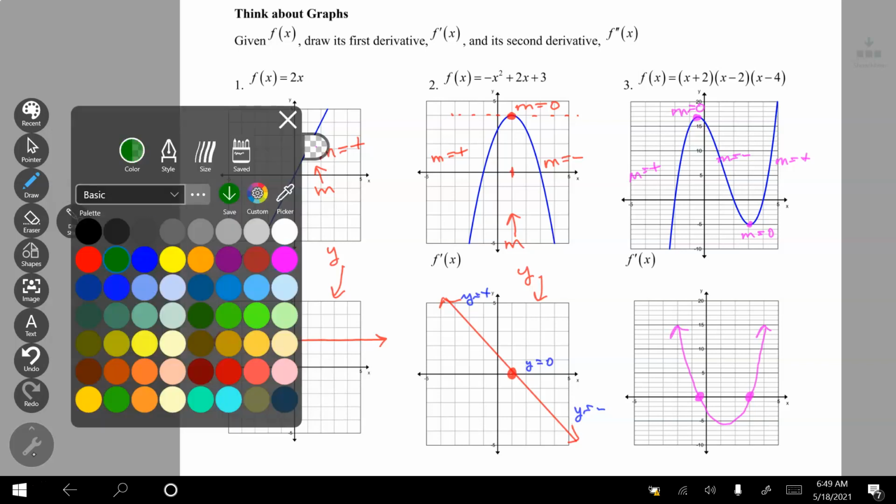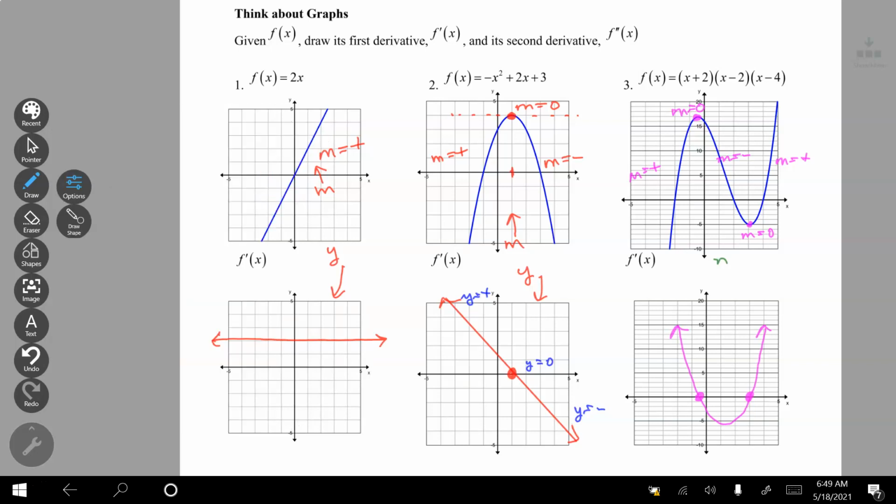Again, the slopes on this graph become the y values on this graph. And this is exactly what I have. I have y values that are positive, a y value equal to 0, y values that are negative, a y value equal to 0, and y values that are positive. That matches those slopes.